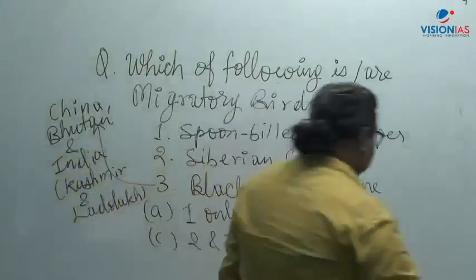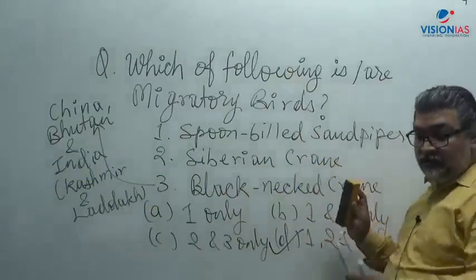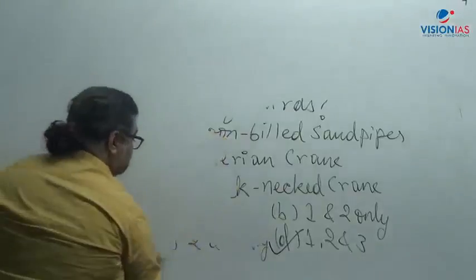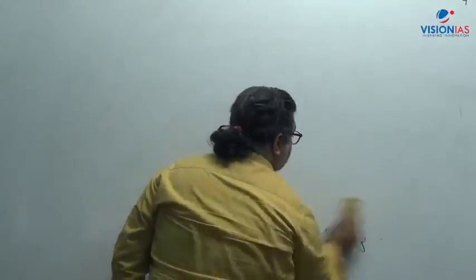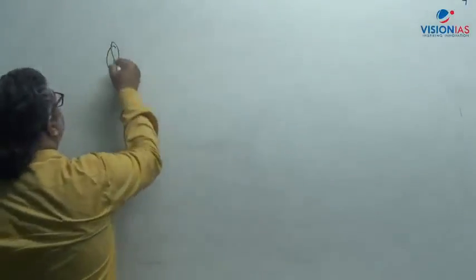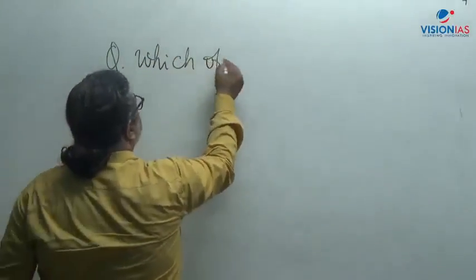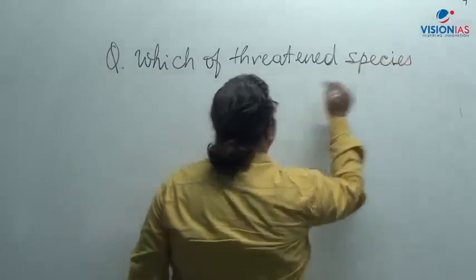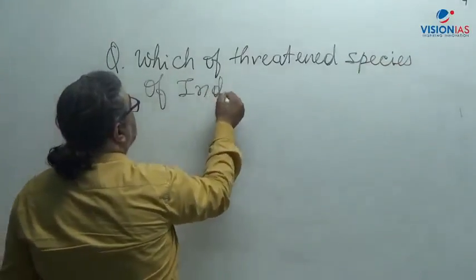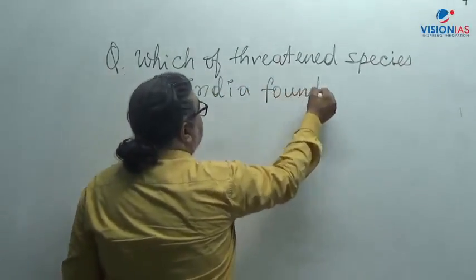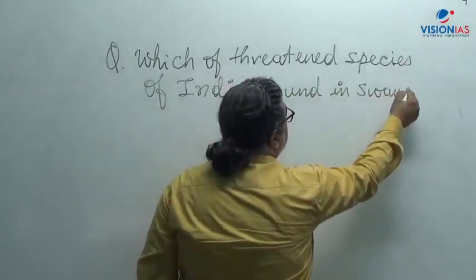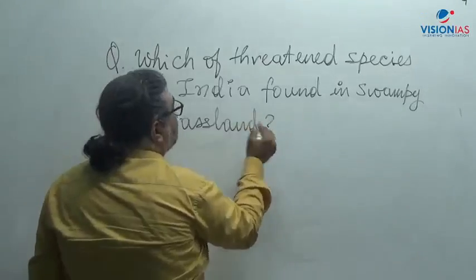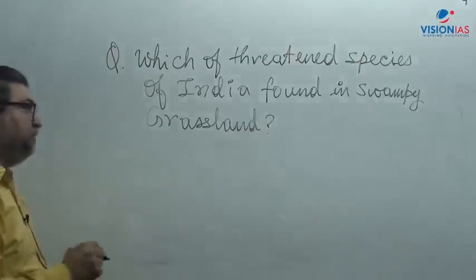Now let's look at here. I'll give you another question here. I'm just cleaning the whiteboard, just making you aware there. Let's say you get another type of question here. Let's say if you get a question like this one, I'm giving another question. Which of the threatened species of India found in swampy grassland? Now I am linking here geography. I am linking with the geographical aspect. And now I am giving the options here.